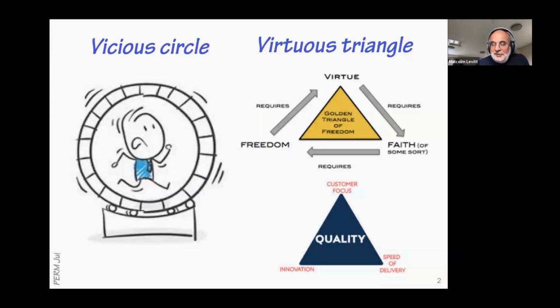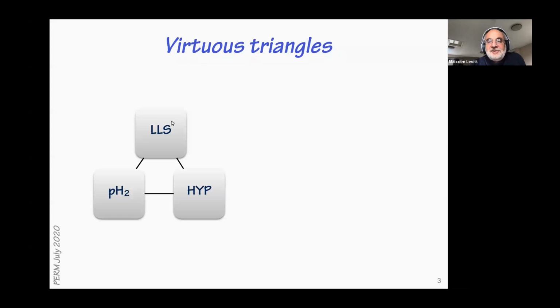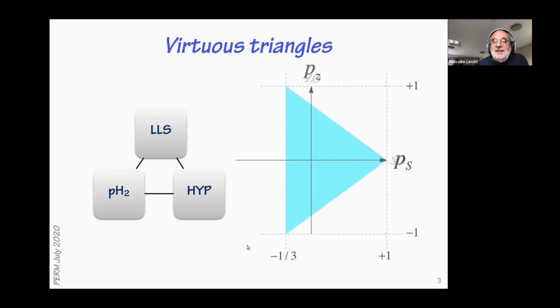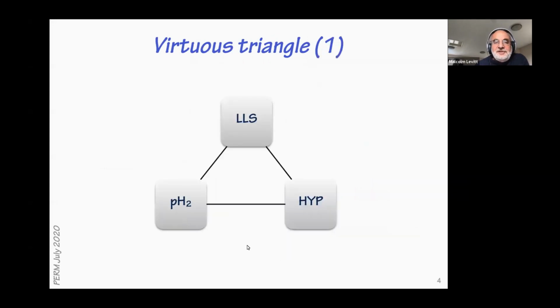So I'm going to be talking about two sorts of virtuous triangles. One is the triangle which I think is formed by parahydrogen, long-lived states and hyperpolarization, and I think we've already heard quite a few things along that line, and I'll be going into what I mean by that in a minute or so. There's another sort of triangle which I've just become quite interested in, so I'll explain later what that means. But first of all, the first triangle.